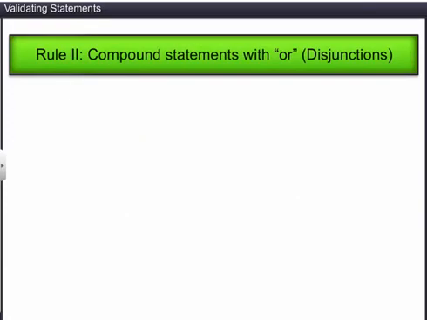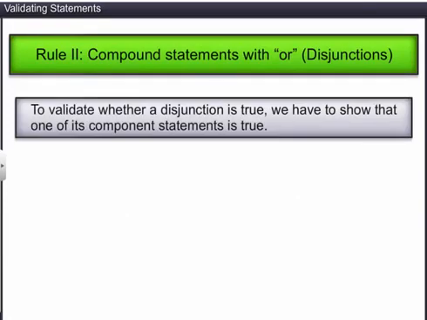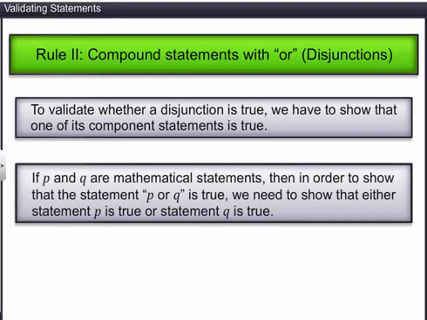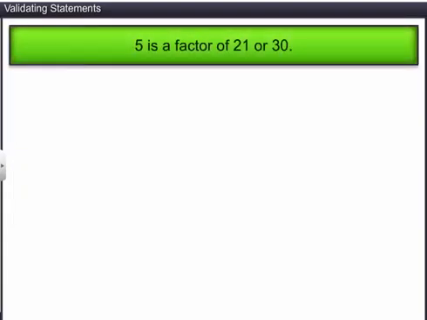To validate whether a disjunction is true, we have to show that one of its component statements is true. If P and Q are mathematical statements, then in order to show that the statement "P or Q" is true, we need to show that either statement P is true or statement Q is true. Let's check the validity of the statement. 5 is a factor of 21 or 30.